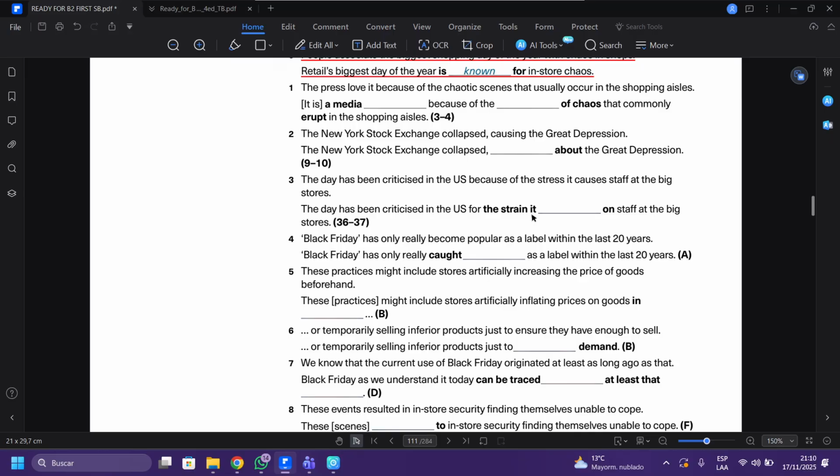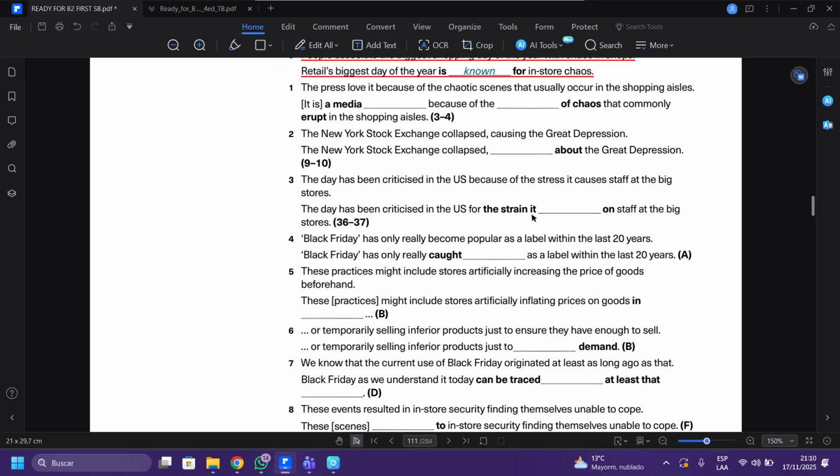Number 3. The day has been criticized in the US because of the stress it causes staff at the big stores. The next one. The day has been criticized in the USA for the strain it places on. The answer is on lines 36 and 37. That is why it is involved, because the whole idiom is the strain it places on something. Do you know what is the meaning?